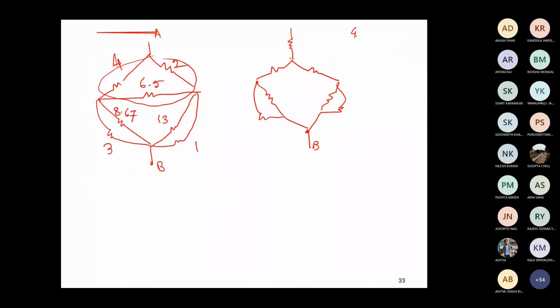It is 4 into 2 divided by 4 to 6. That means 12.5, isn't it? This one, say it is R1 dash. So solve it. What is that? R2 dash. Similarly, R3 dash.